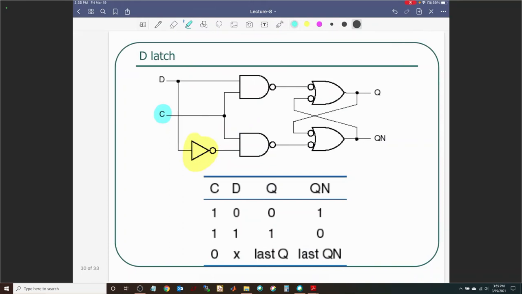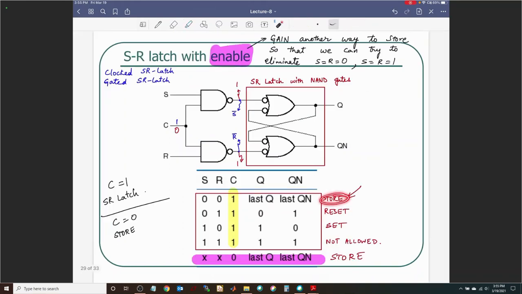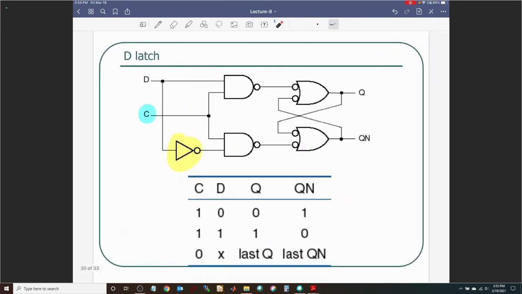When you get the ability to store, you can get rid of this guy and you can also get rid of this guy, because you have the ability to store, set, reset. That's all you need. And you can get rid of these two states in which S and R are the same by putting a NOT gate at the D input. What is D? D stands for data latch.